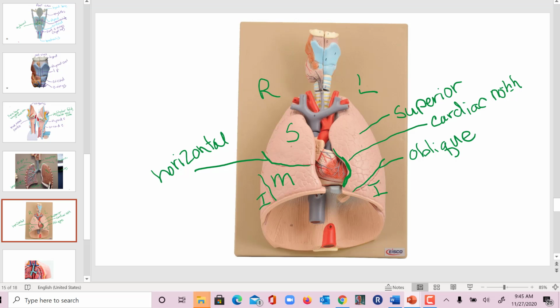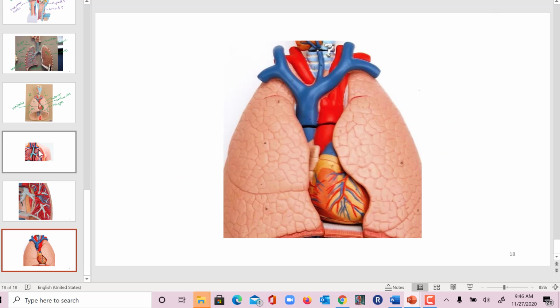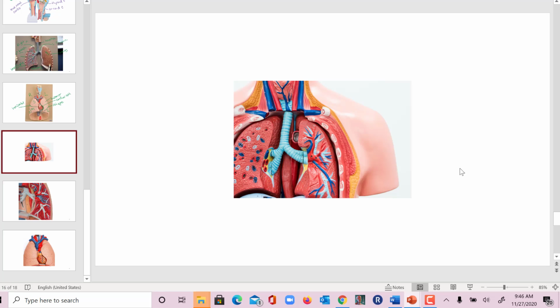Let me see what else is on your hit list before I move on. Did I forget something? So we did the lobes, we did primary, secondary bronchi. I did the function of the trachea, which is an air passageway. Told you about the trachealis. All right, so we are moving on, almost finished with this. Okay, let's move on to this picture.